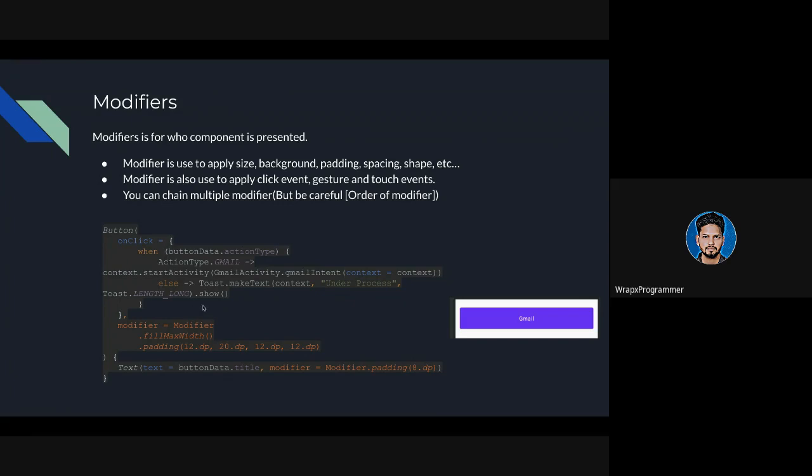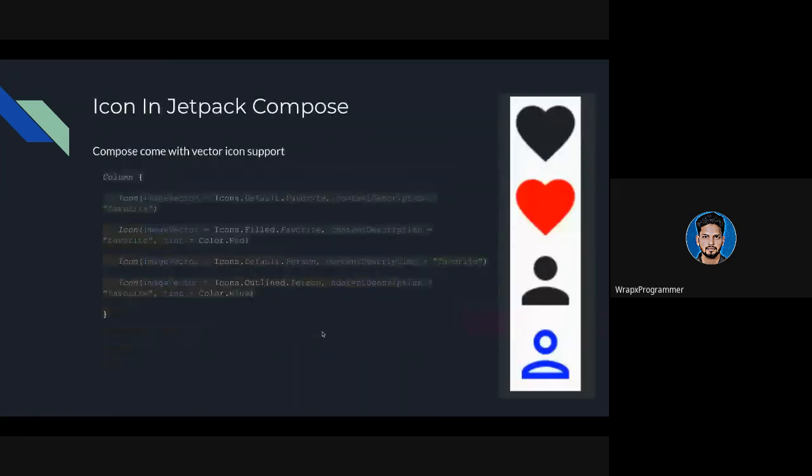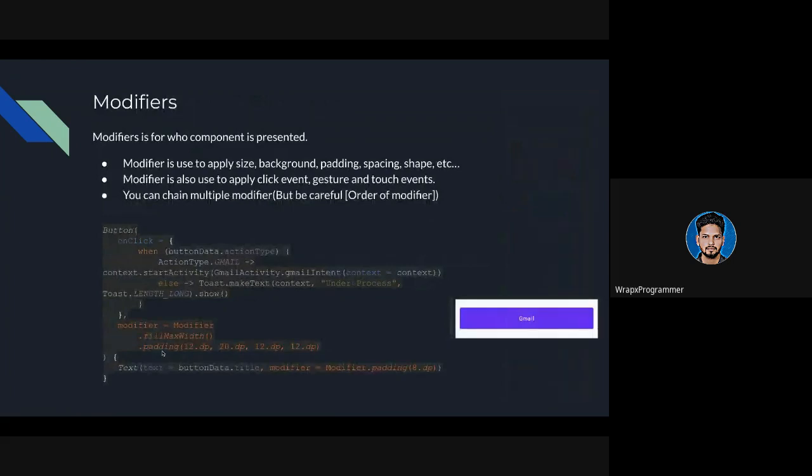What does doing chaining carefully mean? Let's suppose this is a modifier, and we have put in fillMaxWidth. Full max width means taking the full width horizontally, like match parent. And then we have provided a padding after that. If we provide a background just after the padding, then you can see that all this white area will become blue, whatever color you provide inside the background.